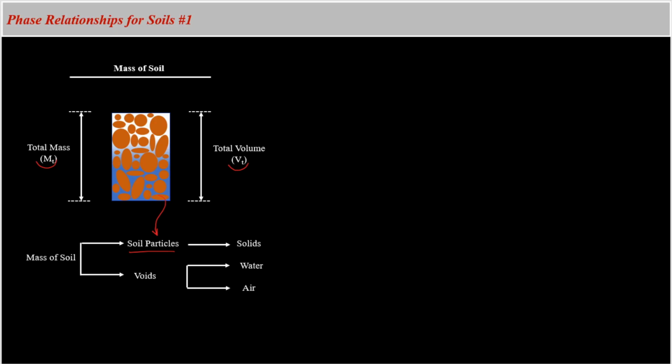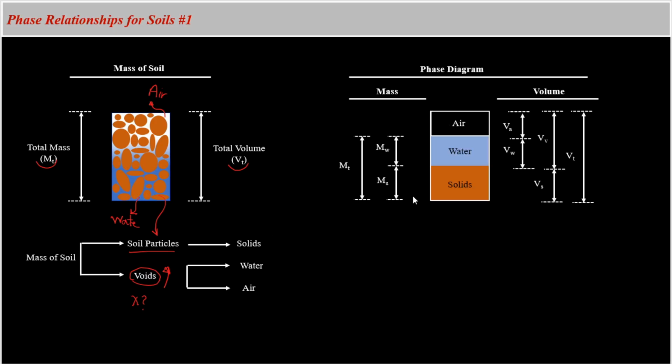These voids typically consist of water and also air. And typically, the more voids a soil has, the more problematic that soil could be. So in order to understand voids and their effect in soils, we use phase diagrams. A phase diagram is basically a way to divide and present the 3 components of soils.